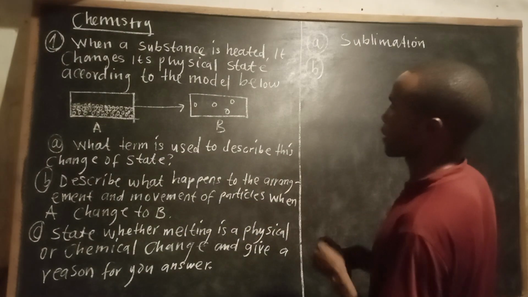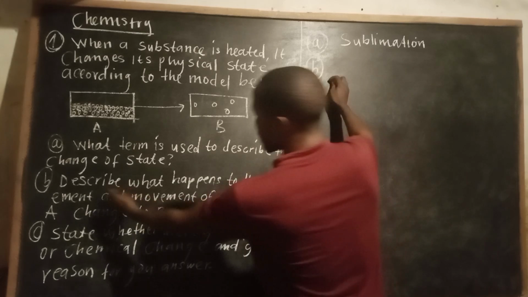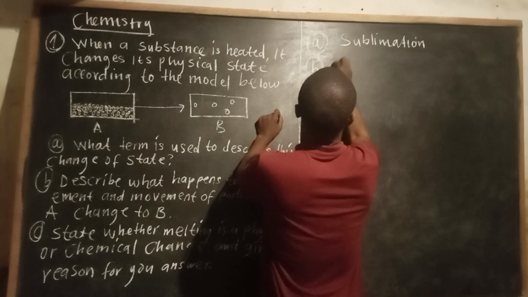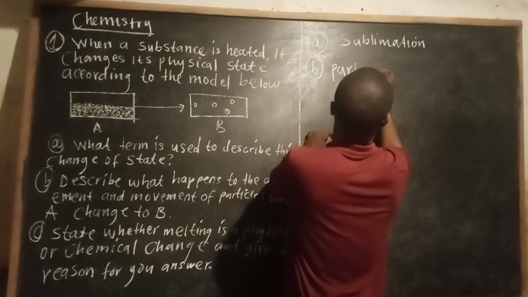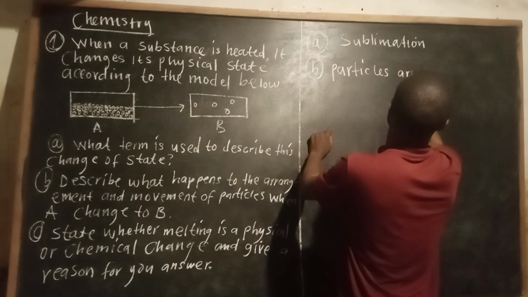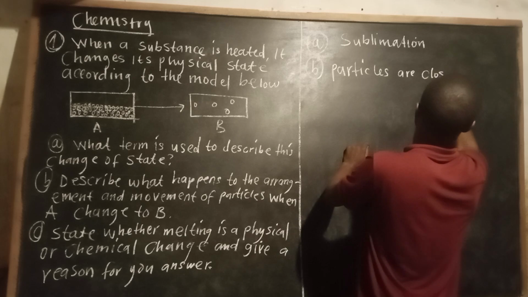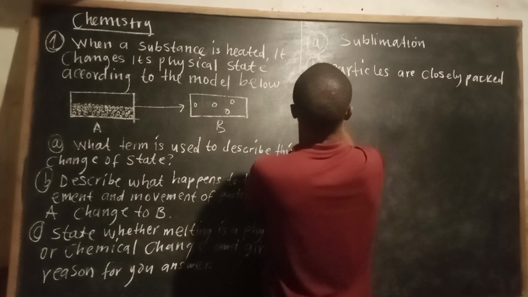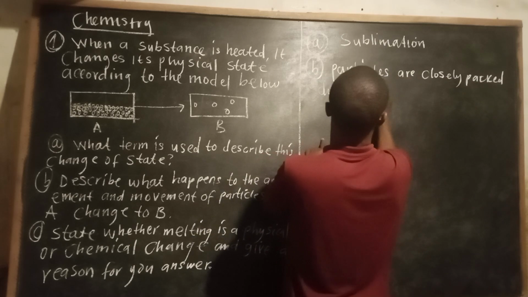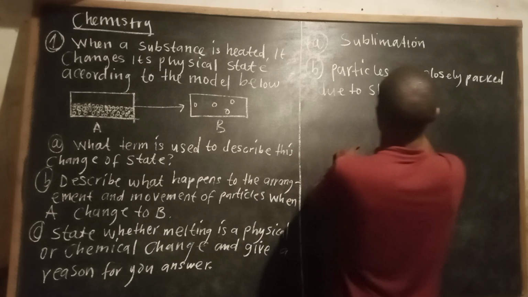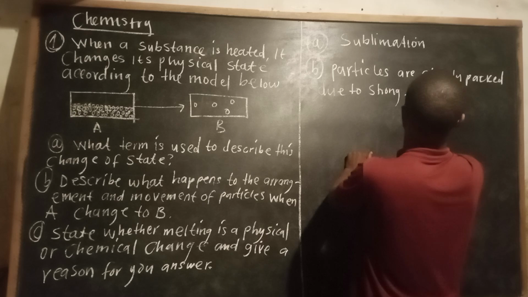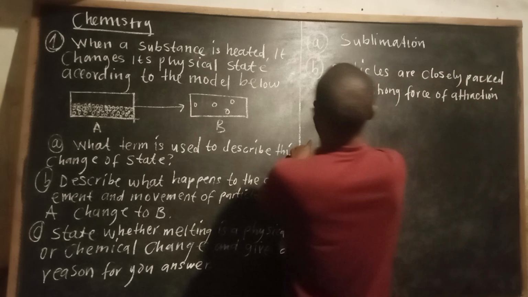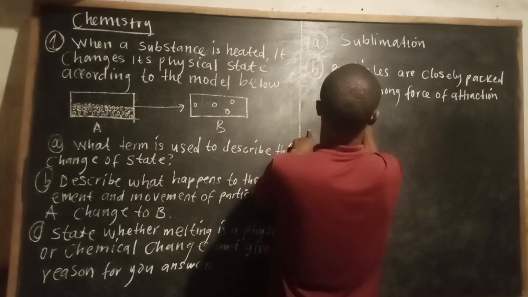So how are we going to write it? We can write it now that particles describe what happens to the arrangement and movement of particles when A changes to B. So the arrangement, particles are closely packed due to strong force of attraction between them.